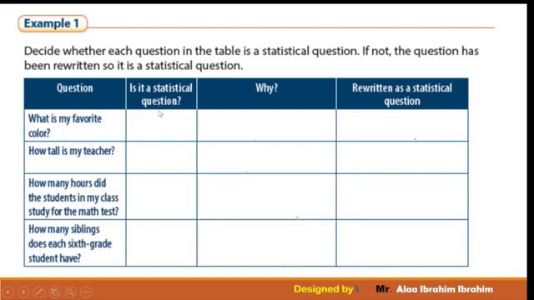Is it a statistical question, yes or no? I don't know. So here I am dealing with my favorite. My favorite means one, not a group. So this is no. To deal with a statistical question, I have to deal with different data. There is only one possible response, your favorite color, just you. So this is not a statistical question.